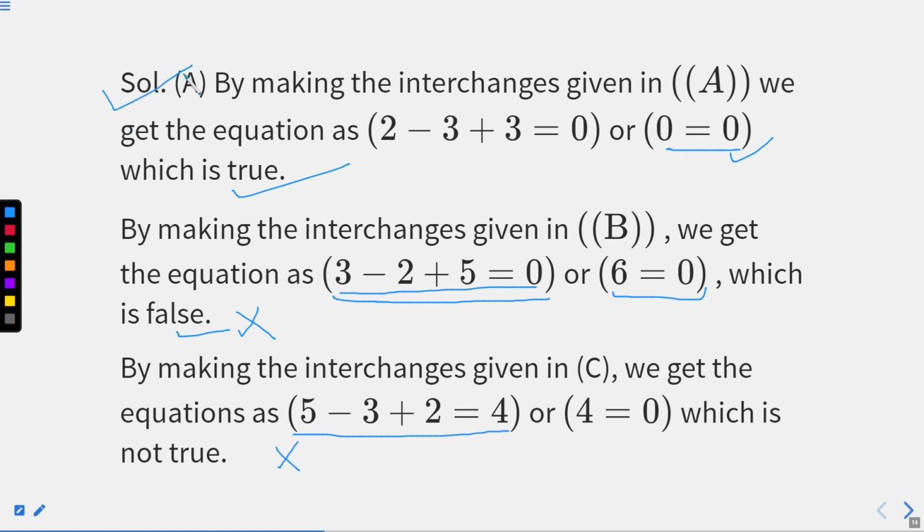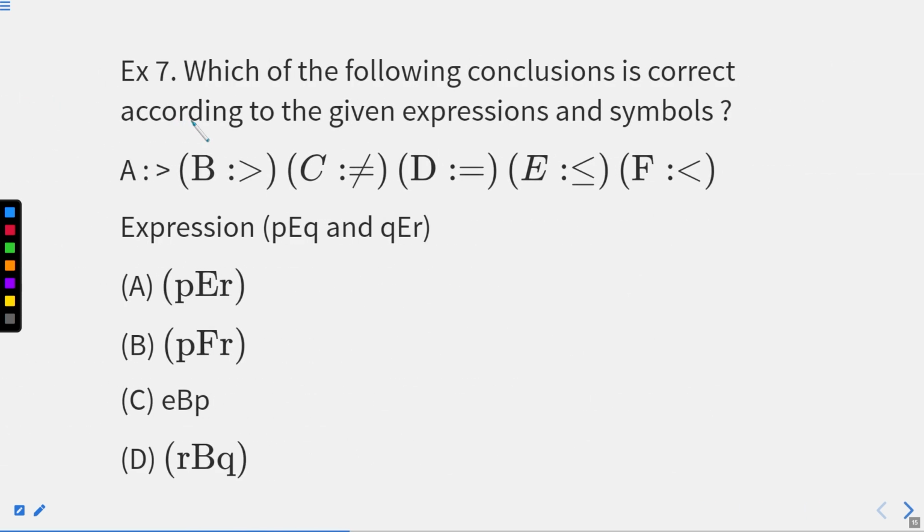I hope this question is clear. Here in this question we are re-revising the equation. We are changing the symbols or the operations along with the numerical values. Eventually, after following all the instructions given in the question, we are getting our answer. I hope this thing is clear. Now we'll move to the next question. That is your question number 7.